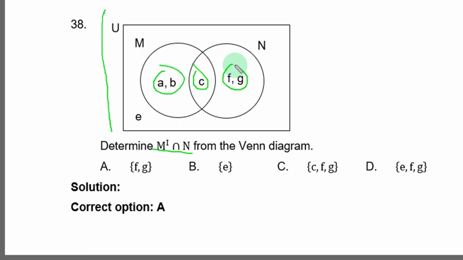Now, M prime are the elements not in M but in the universal set. So if you remove A, B from the universal set, you have C, F, G. So M prime is C, F, G, and N is F, G. So by intersection, they have F, G in common. So A is the correct option.